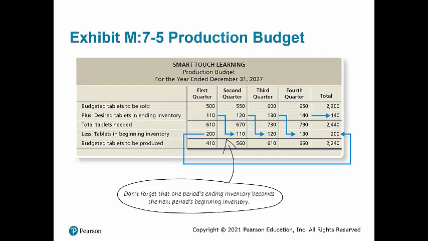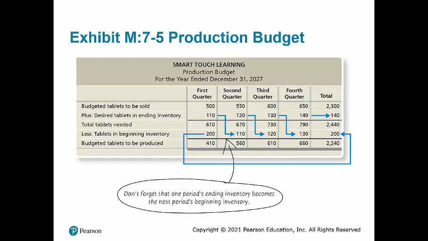Then we need to subtract the tablets that are already in beginning inventory. The problem will have to tell you the number of tablets that are on hand in beginning inventory for the first quarter. So the 200 tablets would have to be told to you in the problem. But for the second quarter, we know the number of tablets that would be in beginning inventory because they would be the number of tablets that are in ending inventory for the first quarter. So the beginning inventory for the second quarter is 110. That's the number that was on hand at the end of the first quarter. For the third quarter, it would be 120, and for the fourth quarter, it would be 130.